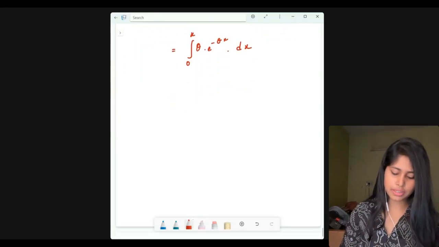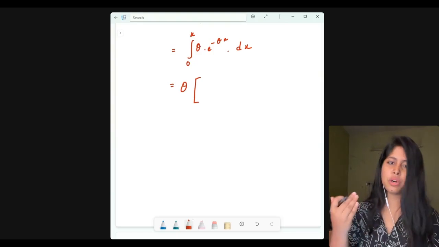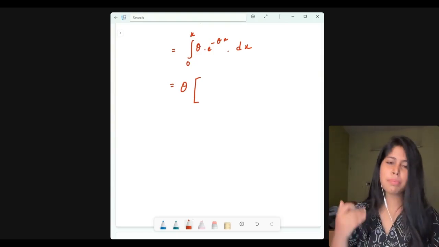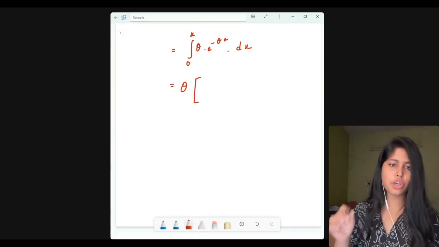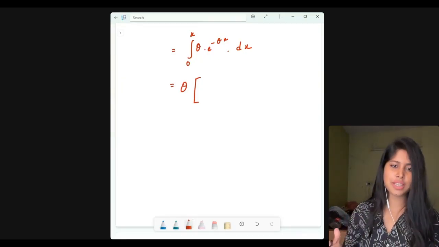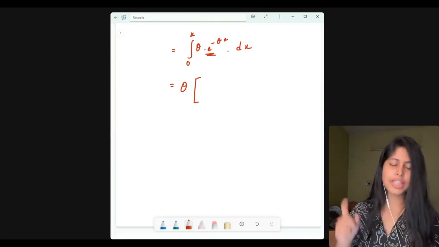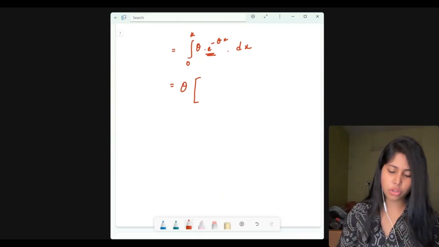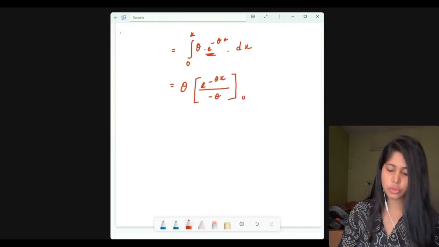So let us take theta outside, and then we are left with what? That is the integration of e to the power ax, which is e to the power ax by a. So that is a general formula for integration of this kind of exponents, right? For e. Now if we use that formula here, then what do we get? e to the power minus theta x by minus theta, and the limit is from 0 to x, right?